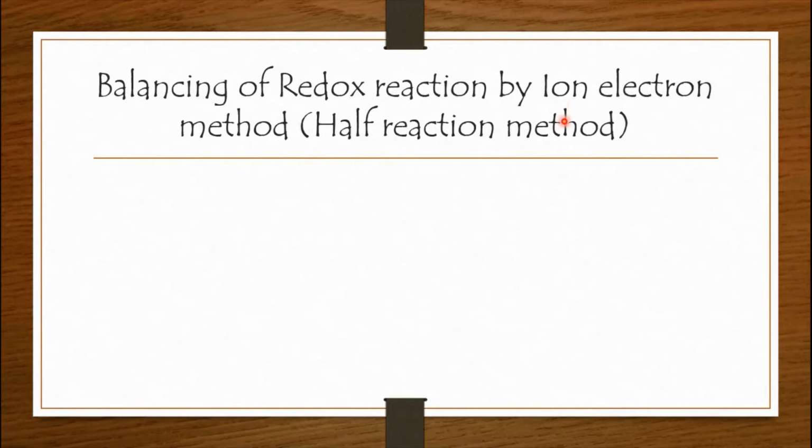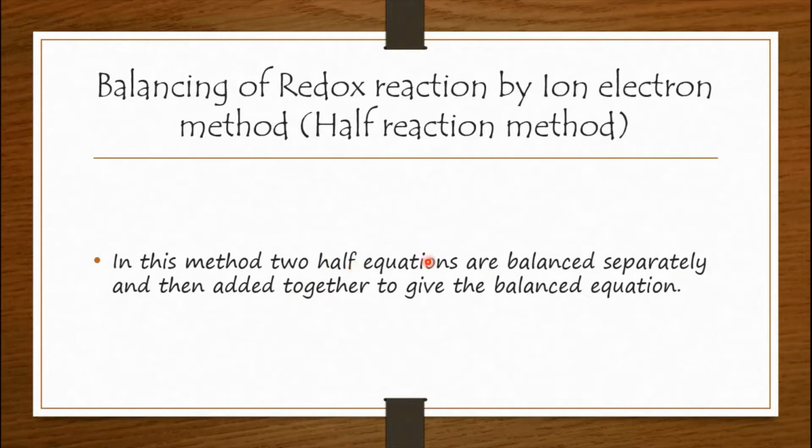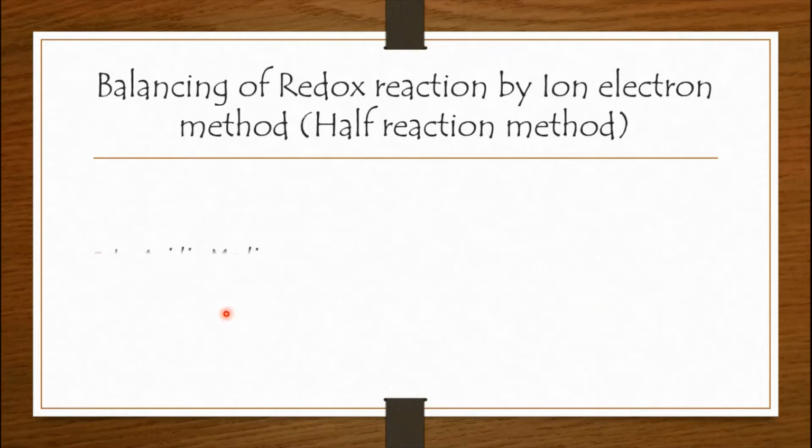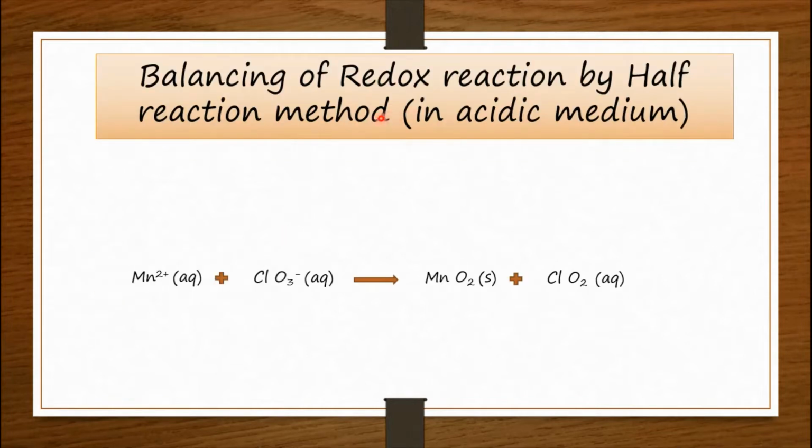In the ion electron method or half reaction method, we balance two half equations separately, then add them together to get the balanced equation. You can balance the redox reaction either in acidic medium or in basic medium. So let's first discuss how to balance the redox reaction by the half reaction method in acidic medium.